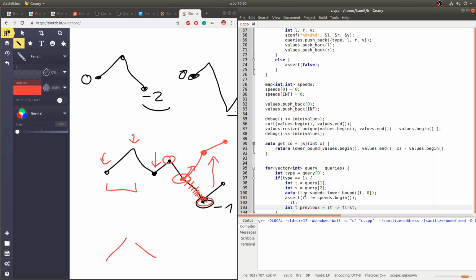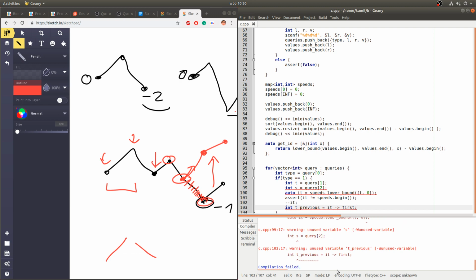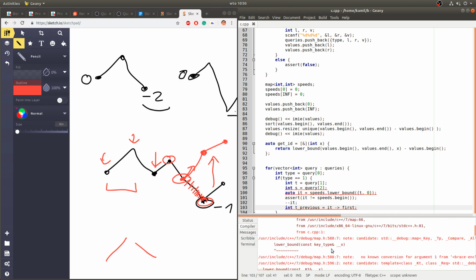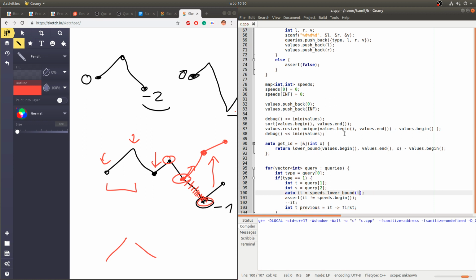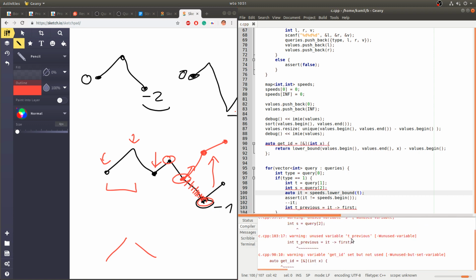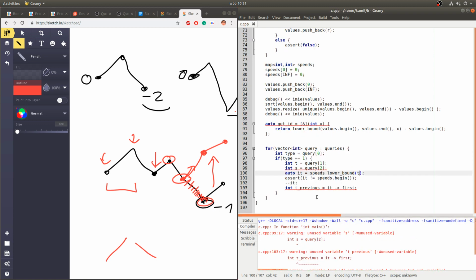Does it compile for now? Warning, couldn't deduce. Here I need, I guess, just t, because only key matters. Yeah, okay. Now only warnings about unused variables. The previous is that.